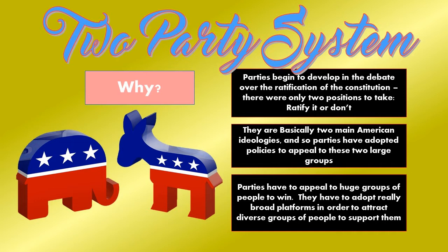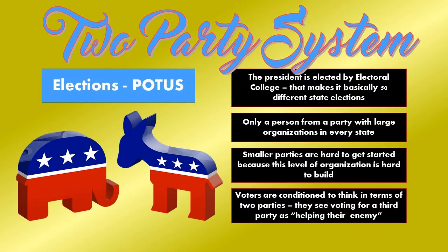The other thing here is that for parties to be able to win, especially in a country like the United States that has more than 100 million voters, parties have to appeal to huge numbers of people. So in order to do that, they're going to have platforms and ideas that appeal to huge numbers of people, and so that's what's necessary to attract big groups of people to support them. So these are some of the reasons why we start from a position where there's only two parties. The way we elect the president in the United States is one of the ways that kind of ensures that we're stuck with only two parties.